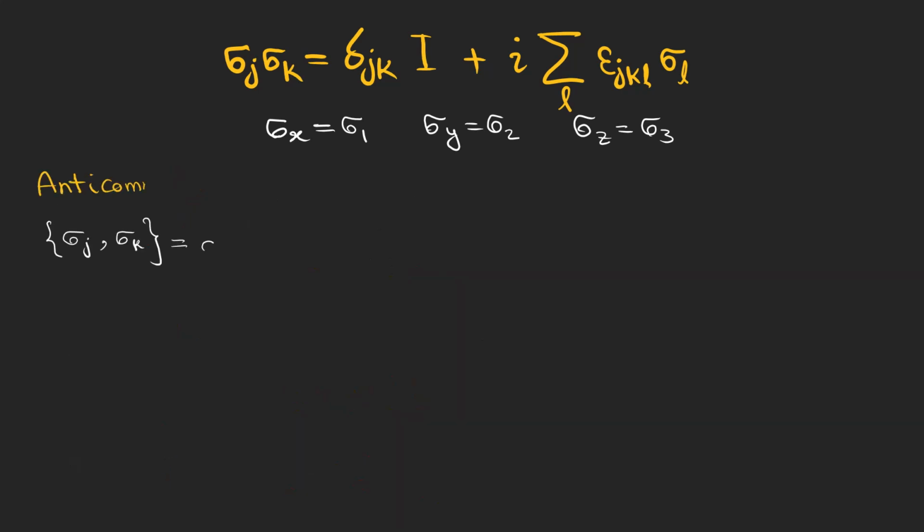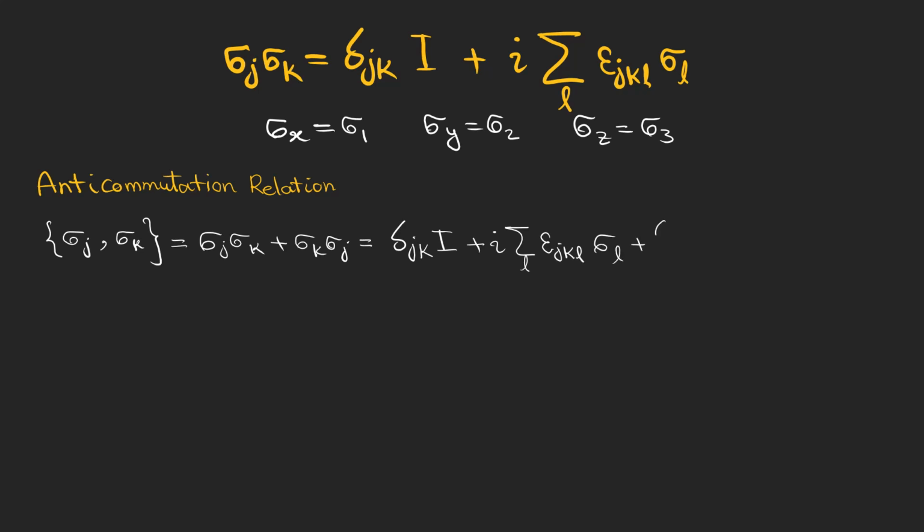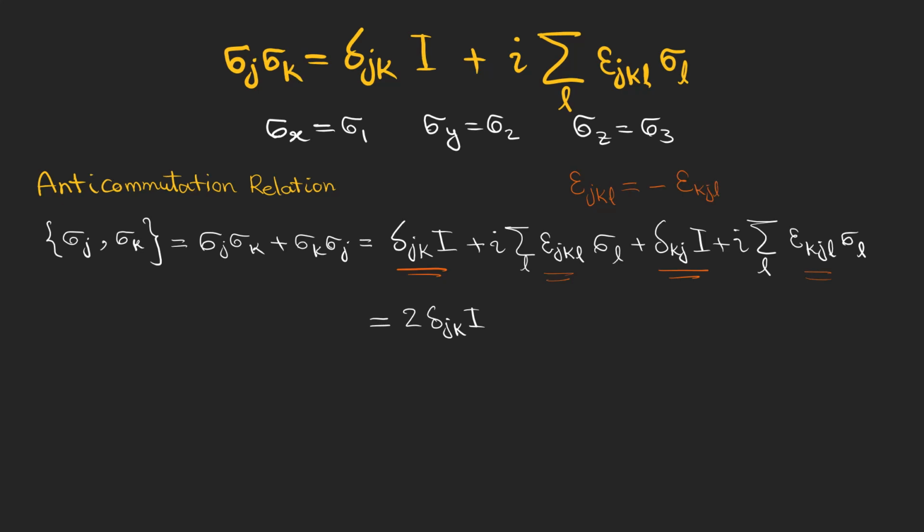We can also find the anti-commutator of these Pauli matrices by using the definition of multiplication. These two terms are equal, so we double it. Look at the second and fourth term. In the fourth one, the order of j and k is different, so it creates a negative sign because the permutation has changed. So these two terms cancel out.